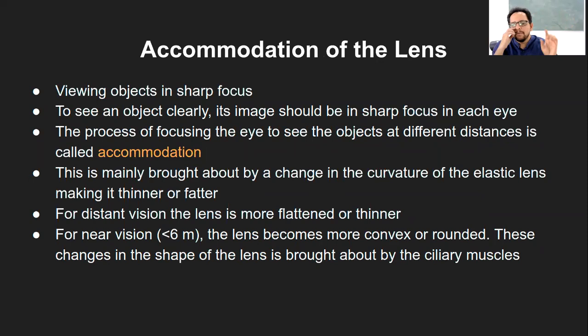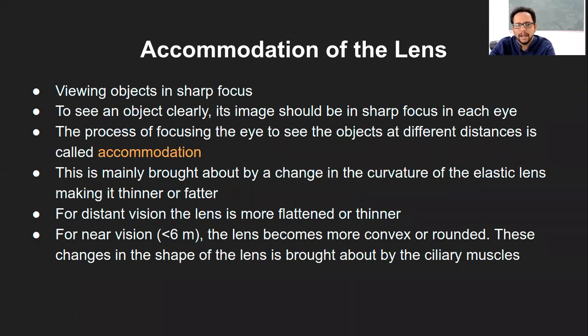So the lens will become more flat, and if the ciliary muscles are relaxed, the lens will become more stout. That is what is called accommodation of the lens. I'm not going to talk much about it because we have already covered this, and we'll cover it in the myopia and hyperopia type of defects. But yes, if you have any questions specific to this, please feel free to ask.